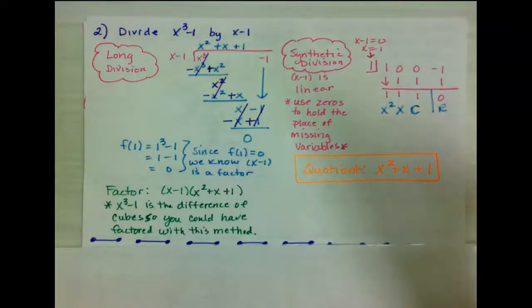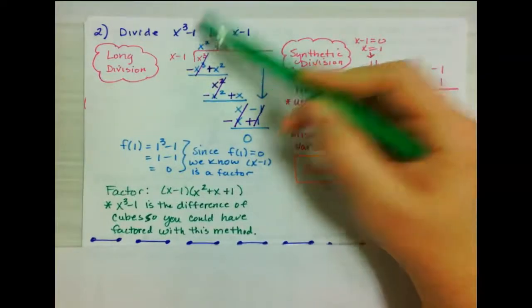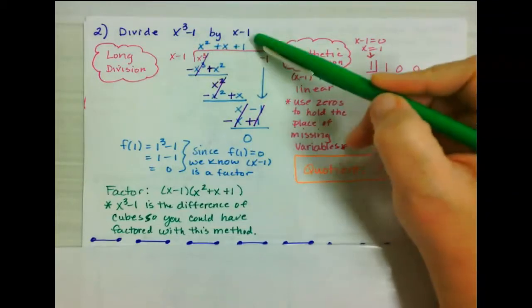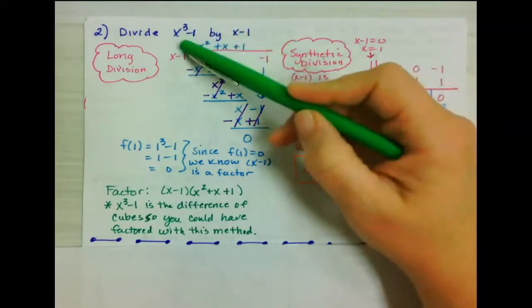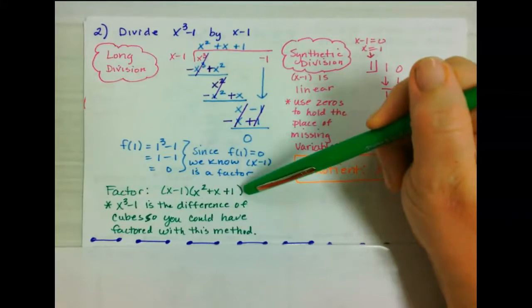In problem 2, we're being asked to take a cubic, a difference of cubes, and divide it by an x minus 1 linear factor. So we have actually worked this problem earlier in the year. We would factor this to get x minus 1 times x squared plus x plus 1, because we should have our factoring with sum and difference of cubes down really well by now.